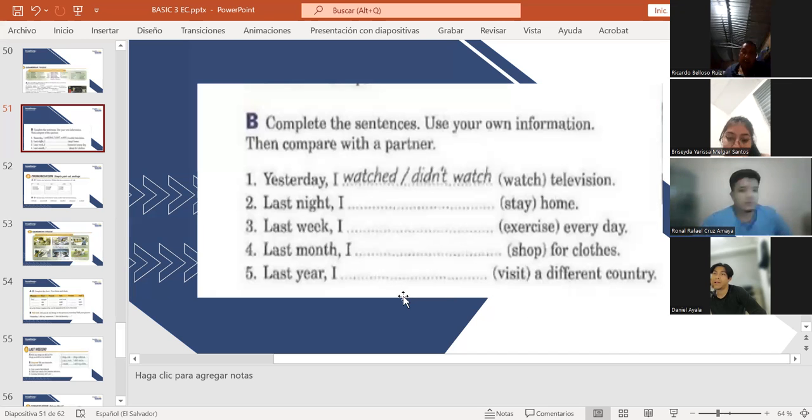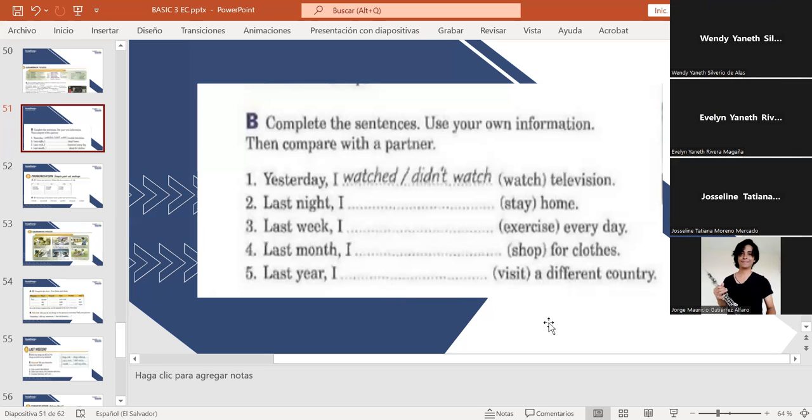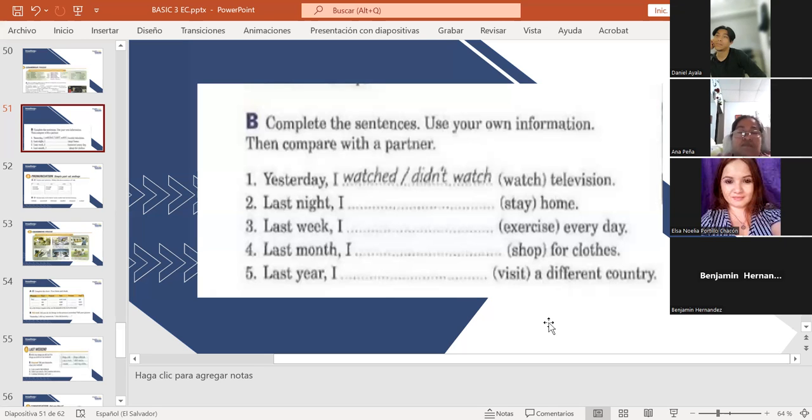Ronald, number five. Last year, I visited a different country. Excellent. Visited. I visited a different country. Good. Very good. Ronald, very good. Okay. Vamos a seguir aquí con Daniel. Daniel, number one. No lo escuchamos, Daniel.